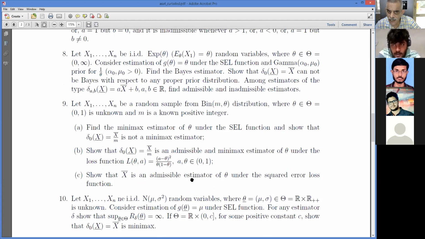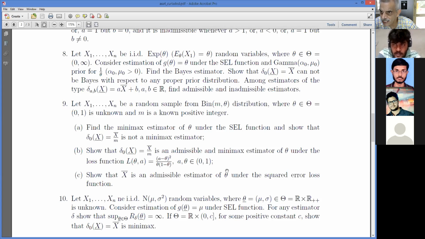So if you ask me how to write down this exam, you have done part B, right? Yes, sir. Now in part C, suppose X bar is inadmissible under square error loss function. What does that mean? That means there exists an estimator delta naught such that expected value of (delta naught minus theta) whole square is less than or equal to expected value of (X bar minus theta) whole square, with strict inequality for some theta. Is that okay? Yes, sir. But then if there is an inequality, theta into 1 minus theta is positive, so I can divide both sides by theta into 1 minus theta and the inequality doesn't change.